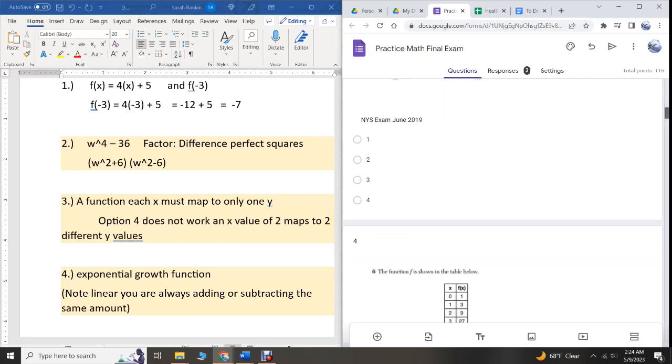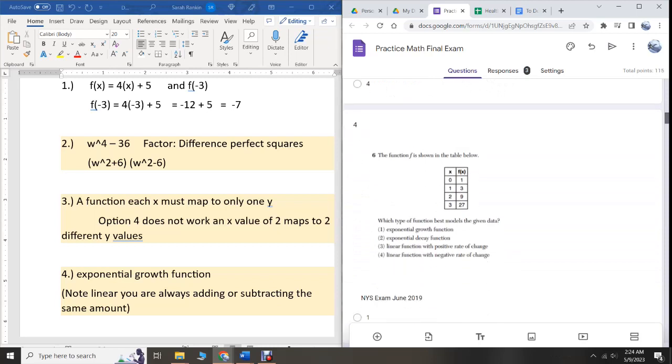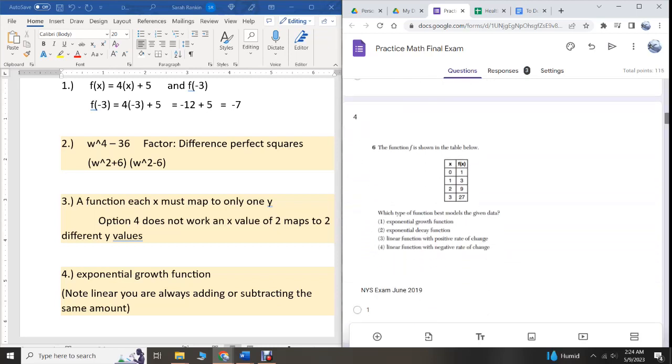All right. Question 4, you seem to have a little trouble with this function. Which type of function? Well, a linear function, always you add or subtract the same amount. So from here to here we added 2, from here to here we added 6, from here to here we added 18. Right, so it's definitely not a linear function, so that means it's an exponential function.